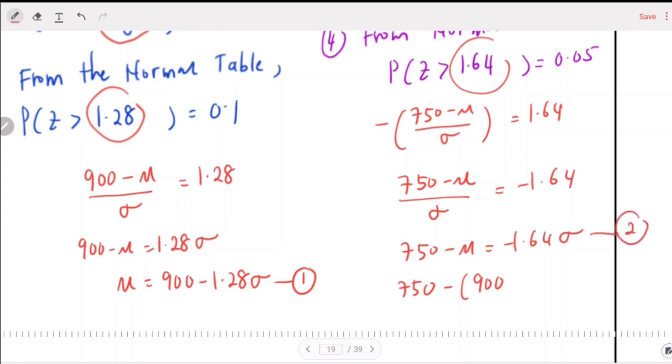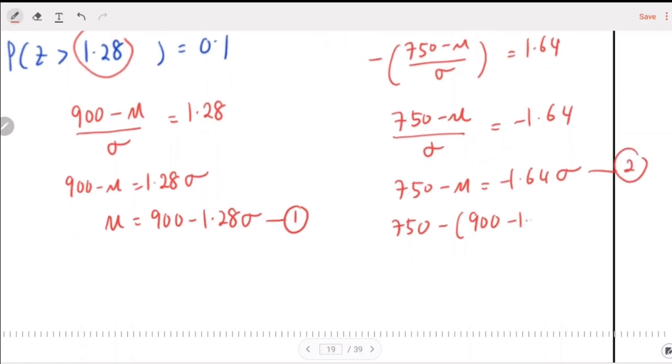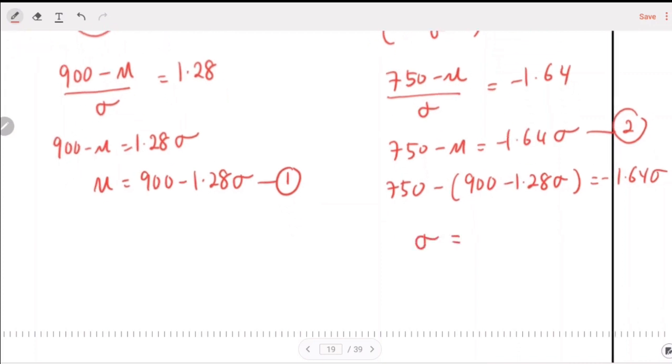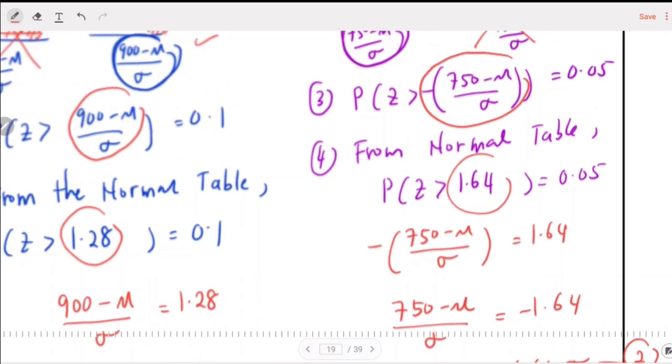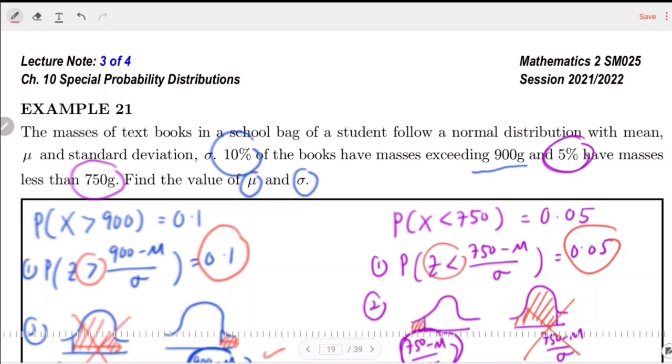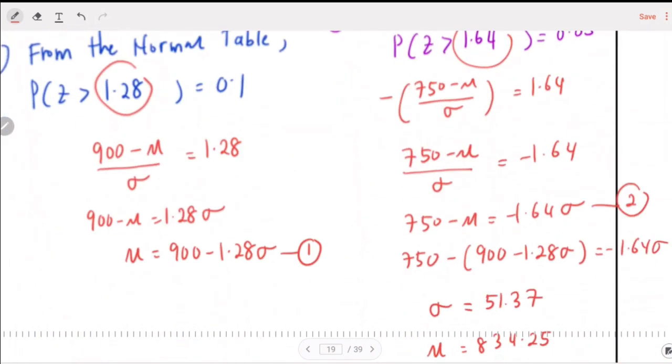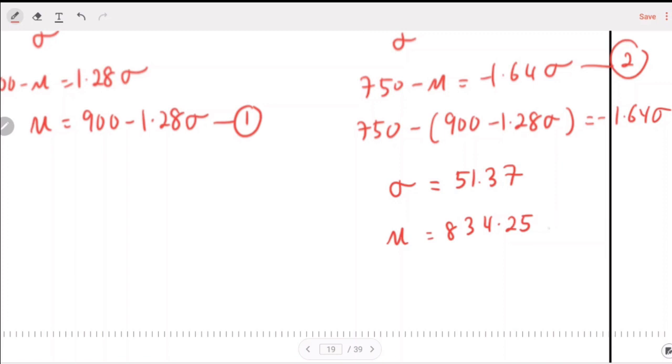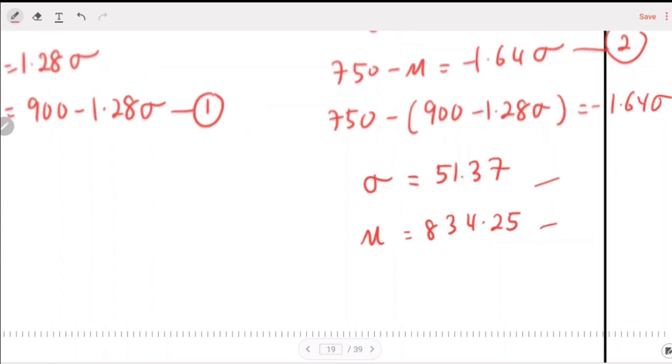I substitute the first equation into the second one. After that, you're going to get the value of sigma. If you solve it, you're going to get the value of sigma is 51.37 and mu is equal to 834.25. So mu and sigma, we have already found the values for mu and sigma as the question asks.